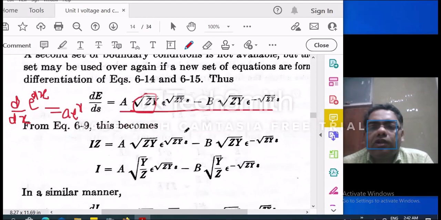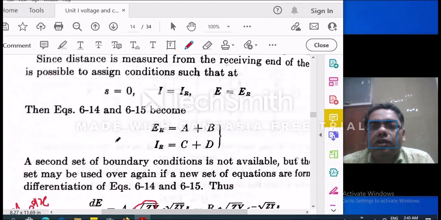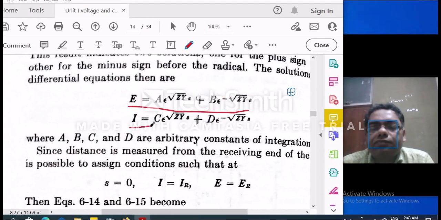Same thing, we are getting dE by dS as this expression. Now dE by dS is IZ. So I am writing like this. Now here Z, if I take in the denominator, I get the expression for current like this.